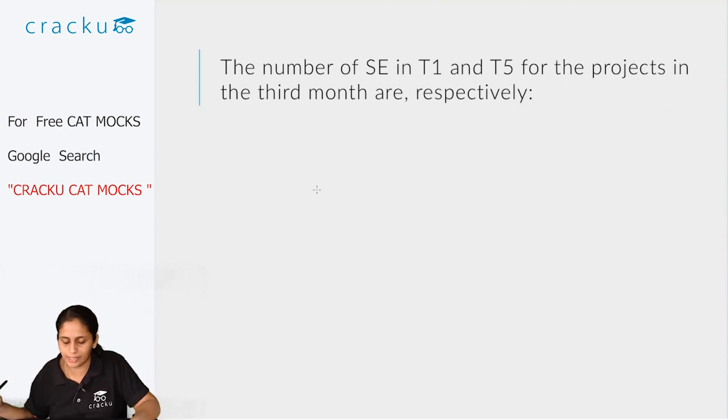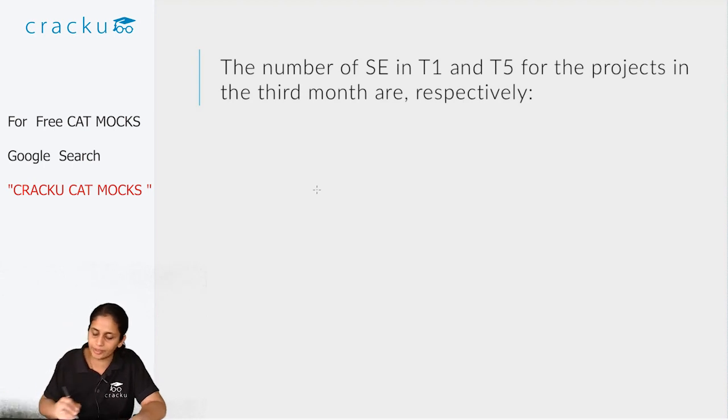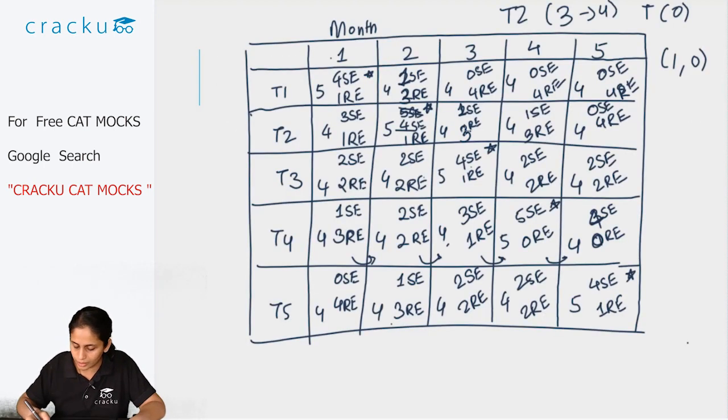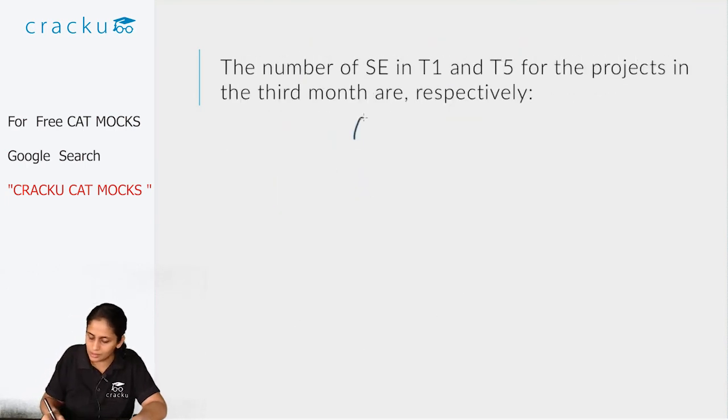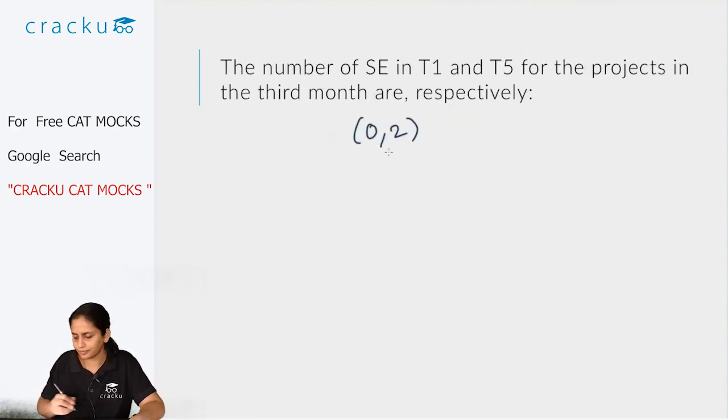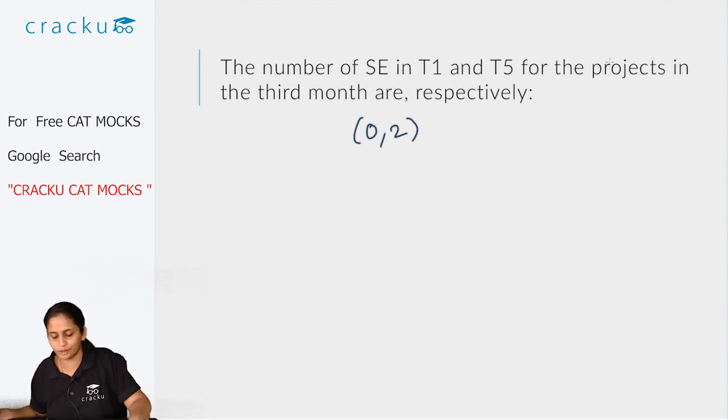Let's take a look at the second question. The number of SE in T1 and T5 for the projects in the 3rd month are respectively... So let's see, in the 3rd month T1 has 0 and T5 has 2. So the answer is 0, 2. So T1 has 0, T5 has 2 in the 3rd month.